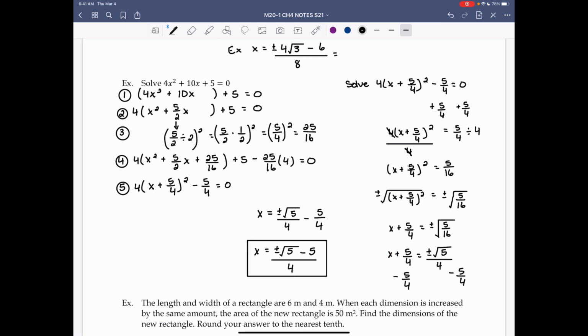So we get plus minus 4 divided by 2 is 2. Square root of 3 minus 6 divided by 2 is 3. Divided by 8 divided by 2 is 4. And then that would be our fully simplified answer.